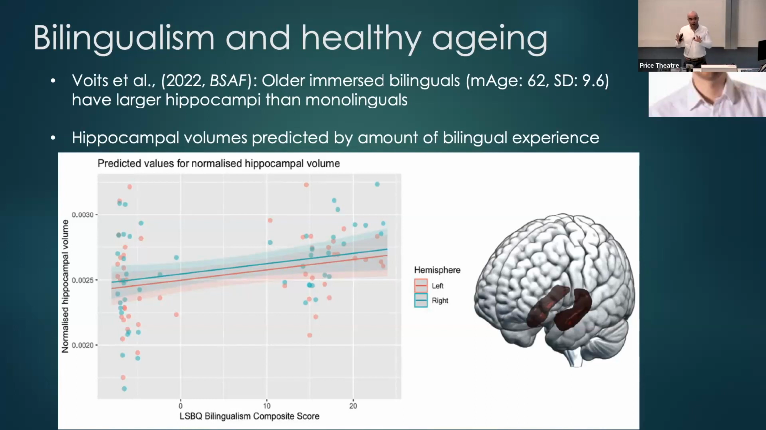And if you think that in the context of the whole executive function advantage in older age in bilingualism, this effect may be related to this. We also found that the volumes of both the left and the right hippocampus were predicted by the composite score, again, right, by a measure of bilingual experience.